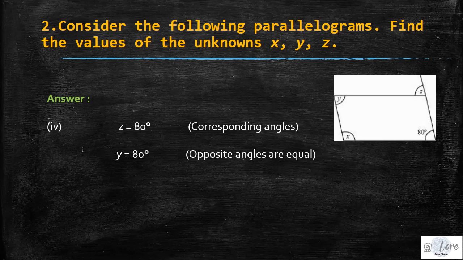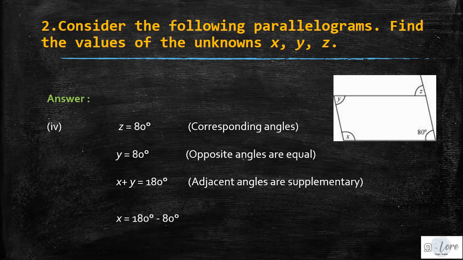If you apply the adjacent angle property, x plus 80 is equal to 180 degrees. The value of x we don't know yet, but we know the value of y. What is the value of y? It is 80. y is 80, so x plus 80 is equal to 180. If you transpose 80 over that side, it will come as x is equal to 180 minus 80, so the value of x is equal to 100. Good. Similarly, we can apply the concept of z is equal to 80.